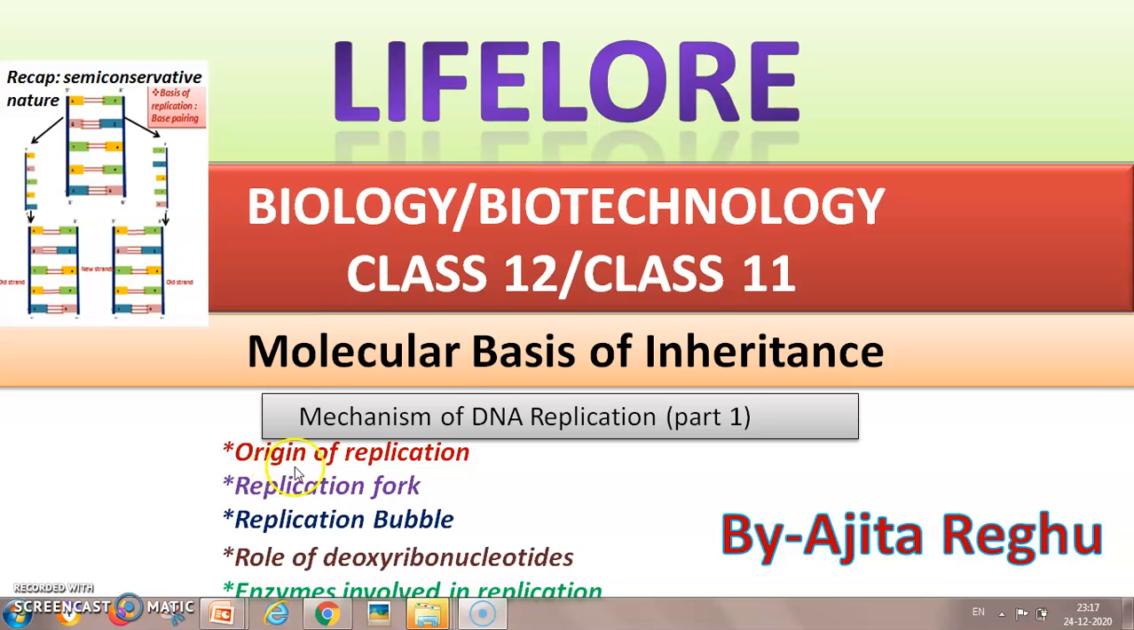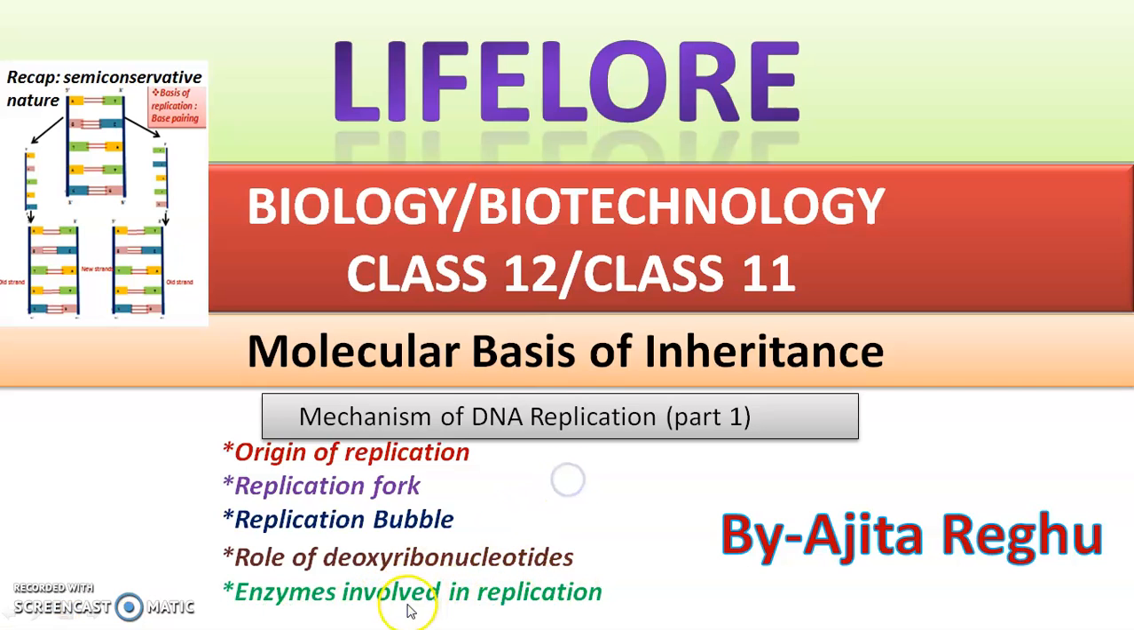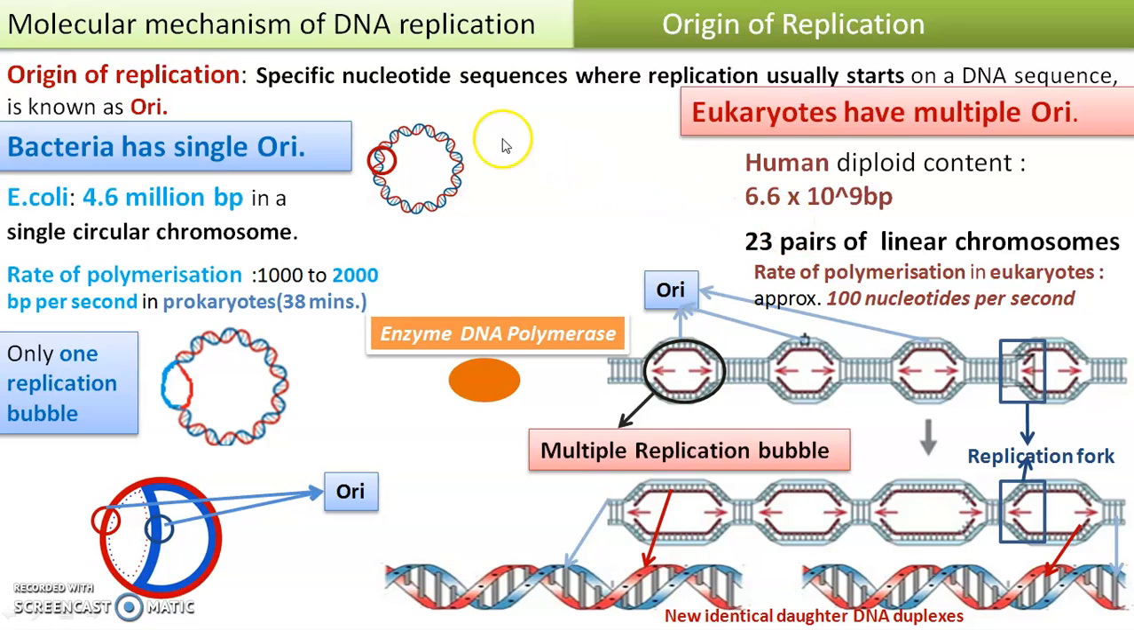For that, first we need to understand certain terms like origin of replication, replication fork, replication bubble, role of deoxyribonucleotides, and what are those enzymes needed or involved in the replication process. So let us take it one by one, open up the whole mechanism. We'll follow up this video with the process. Here we will just understand the terms.